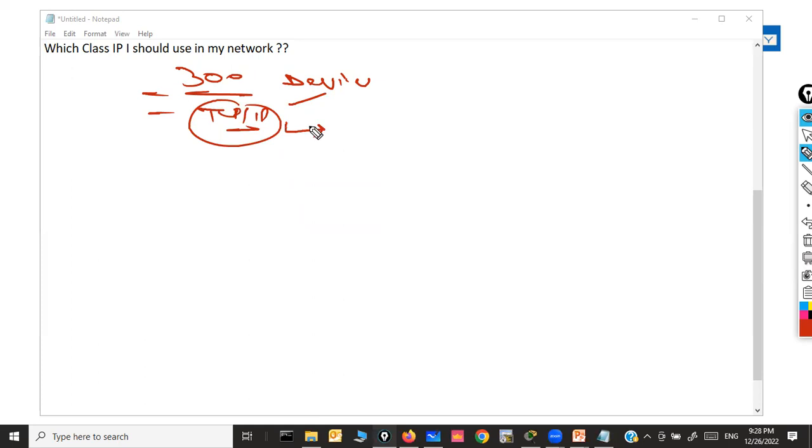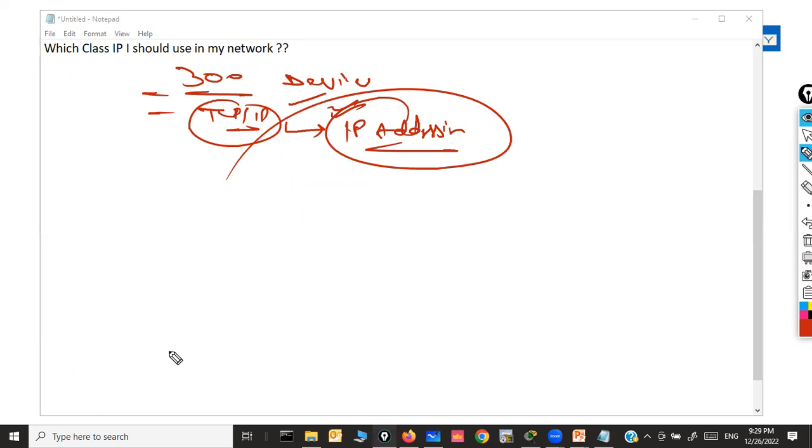But IP addressing, yes, required. This has to be done by the administrator. You as an engineer will do this job, IP addressing. You'll have to ensure unique IPs for all 300 computers. Do it manually, meaning static configuration, or do it dynamically with a DHCP server, it's up to you. We have both the options.